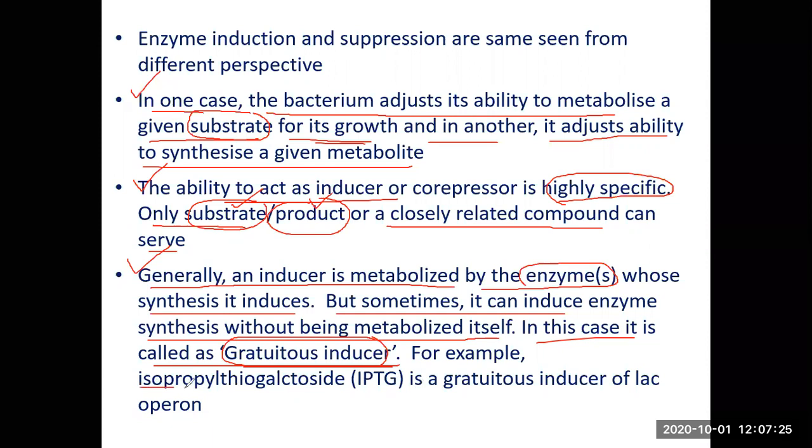An example is given here: isopropyl thiogalactoside, IPTG. Isopropyl thiogalactoside is a gratuitous inducer of the lac operon. Lactose is the inducer, and it gets metabolized, but the lac operon can be induced by this particular compound also, whereas this compound doesn't get metabolized. So this is called a gratuitous inducer.